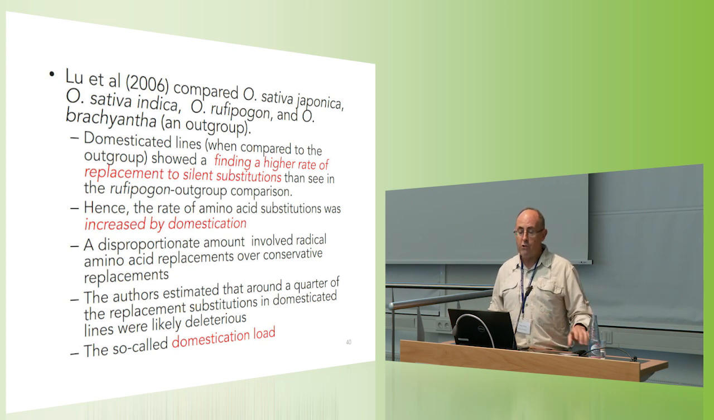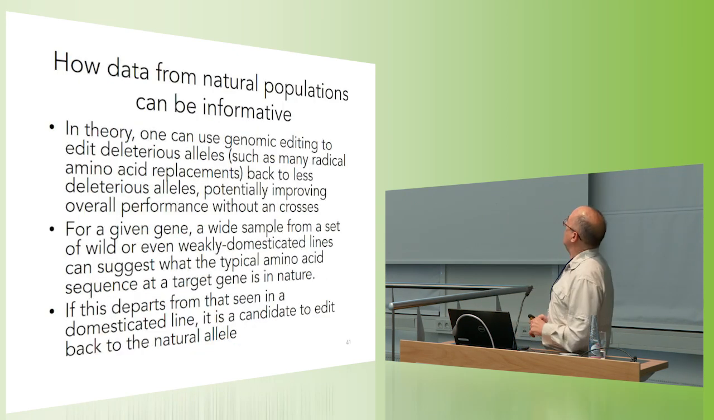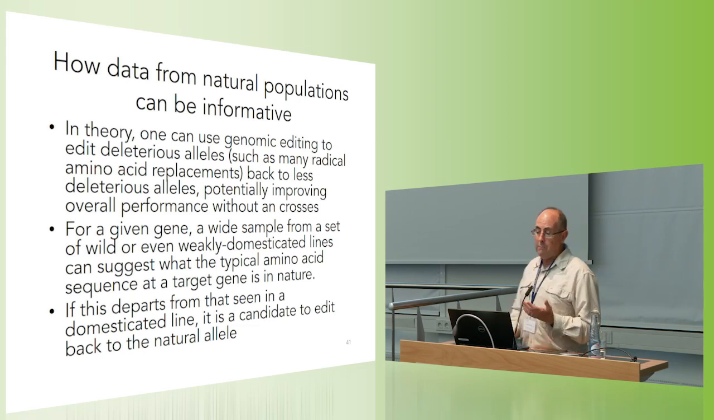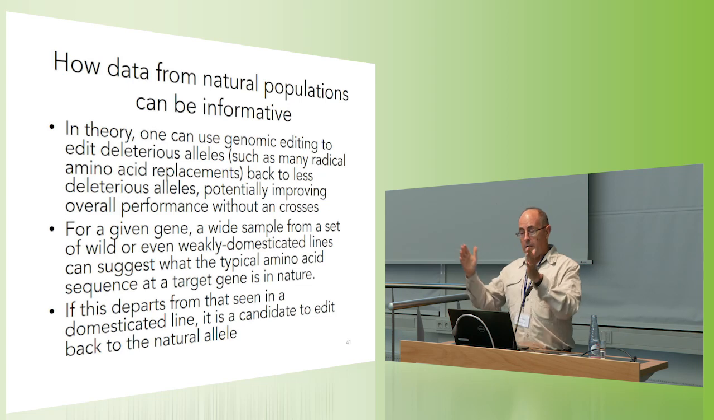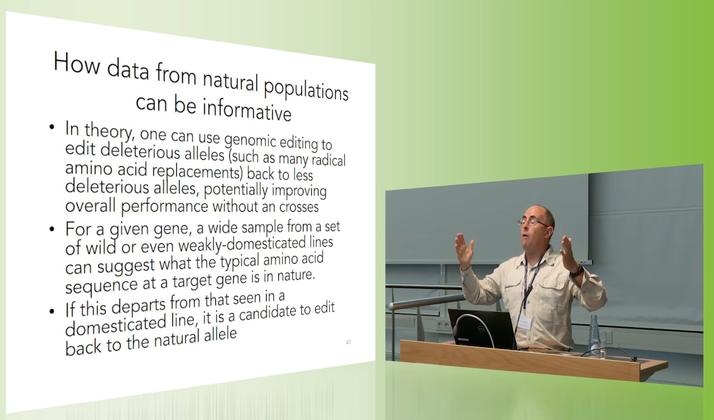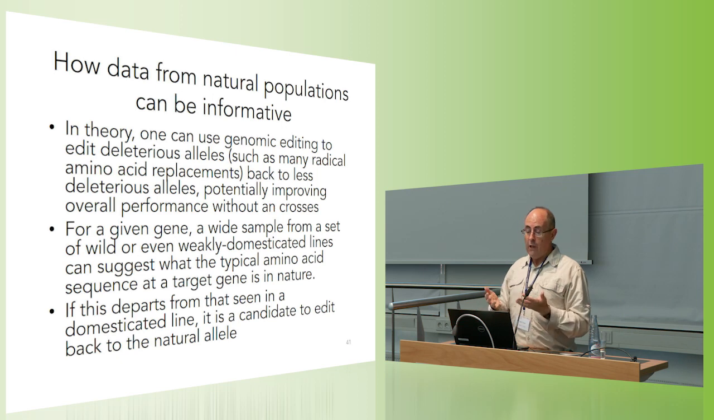Well, this is where gene editing and natural populations can come in. So in theory, if I could target a deleterious allele in an elite line, I could edit it and improve the elite line without additional breeding. Well, the obvious question is, how do you find those deleterious alleles? The answer is, this is where natural populations come in very cleanly.